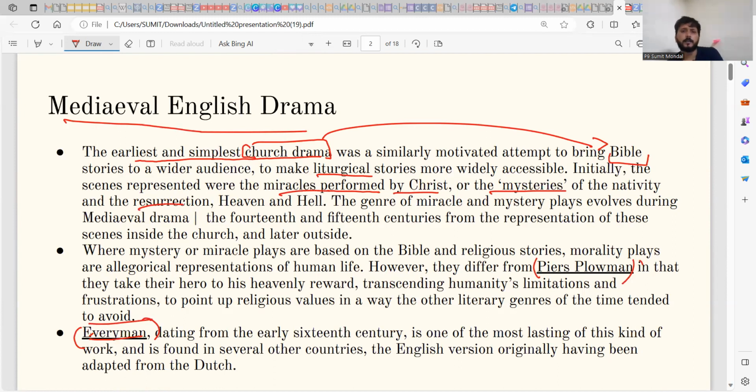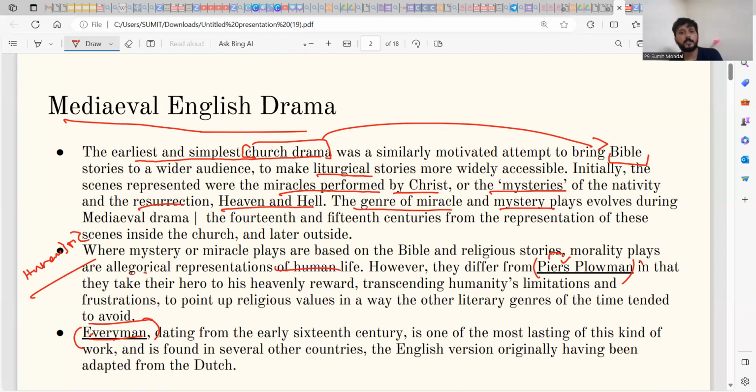So a few stories used to be performed, heaven and hell came in. This is called the genre of miracle or mystery plays. Remember, miracle plays or mystery plays. Now we come to Piers Plowman. It is basically an allegorical representation where you come to the humanistic approach. You go deep down into human life, everydayness to some extent. You can see here in Piers Plowman, very important as a text.